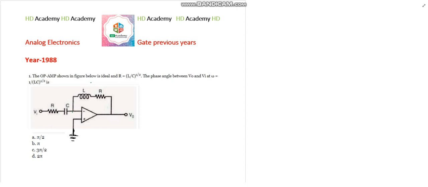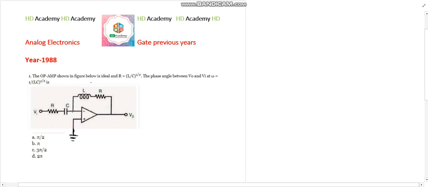In this video, we will discuss a GATE previous year's question from Analog Electronics, the year 1988. The question is: the op-amp shown in the figure below is ideal, and R equals root L by C. Find the phase angle between V0, the output voltage, and the input voltage at omega equal to 1 by root LC.